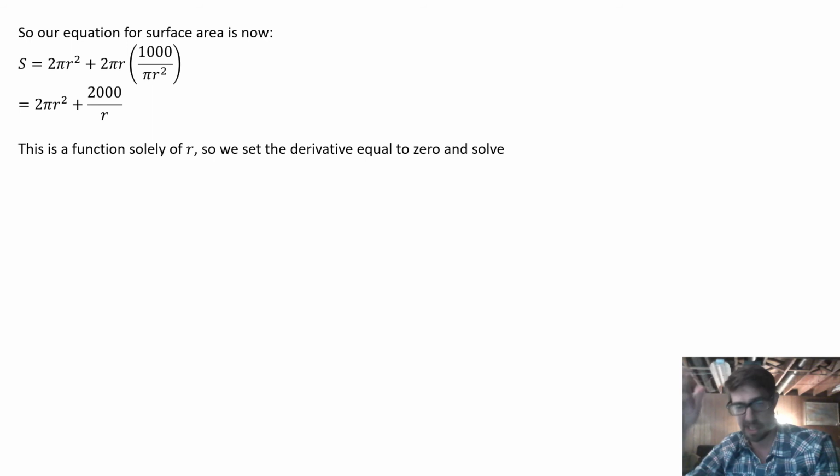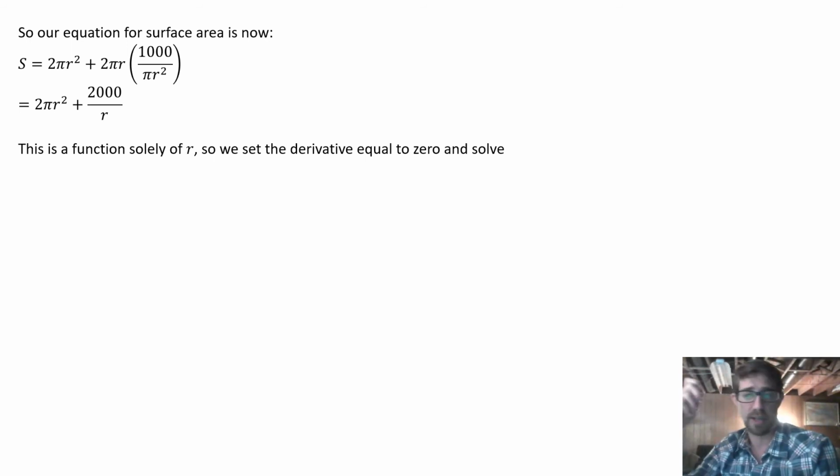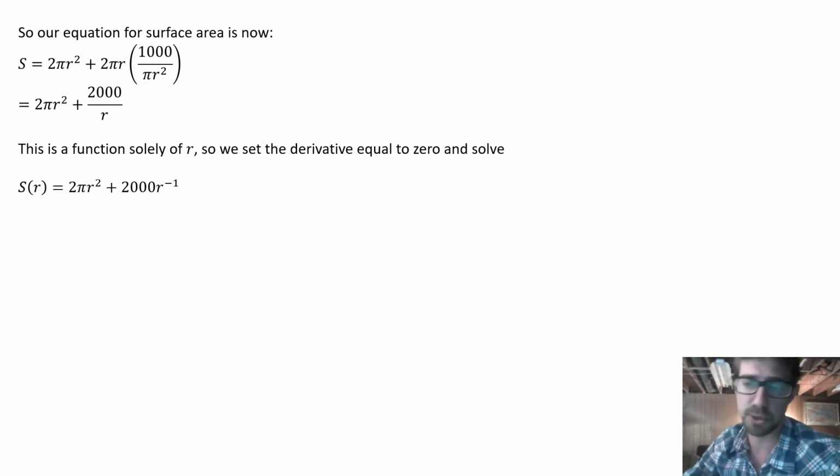So this is just, again, think about it as f of x, 2 pi x squared plus 2,000 over x. You know how to do that derivative. One thing we always want to keep in mind is that to do the derivative of something like 2,000 over r, don't use the quotient rule. That's goofy. Just write it as 2,000 times r to the negative 1. Convince yourself that that is the same thing, because that's just how exponents work. So now you can just use the power rule to do S prime.